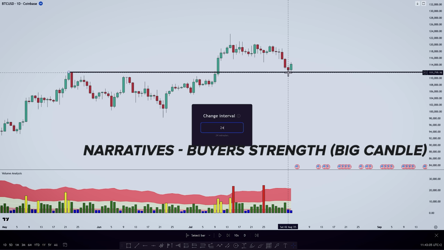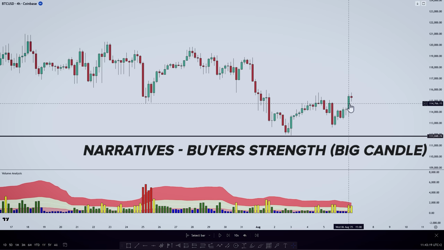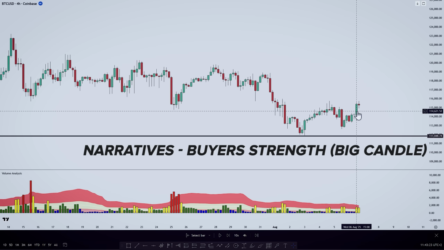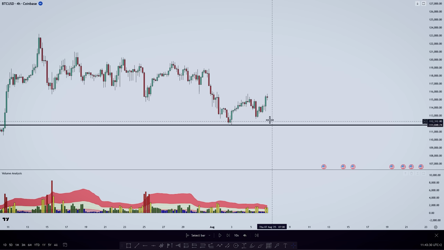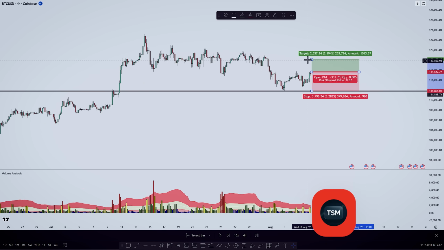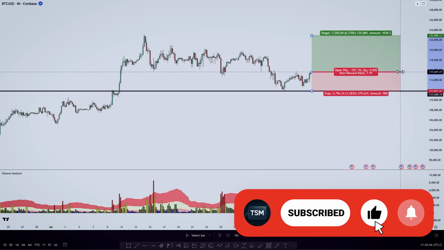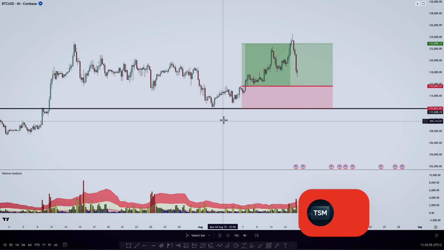Narratives. Price hits the level, but I don't buy yet. I wait for the candles to speak. I see a cluster of small red candles, then a strong green candle that closes near the high. Buyers have stepped in. Then dynamics. Did volume spike on that green candle? Yes, institutions are buying this level. Everything aligns. This is a high probability trade.